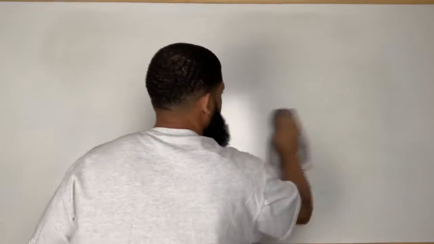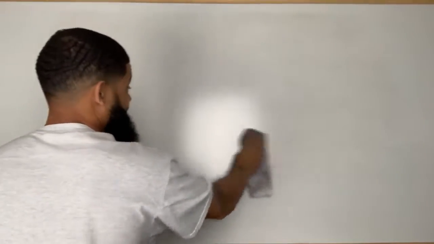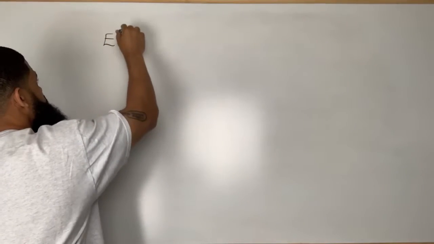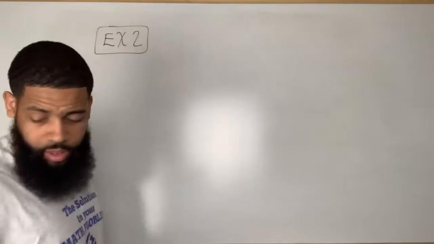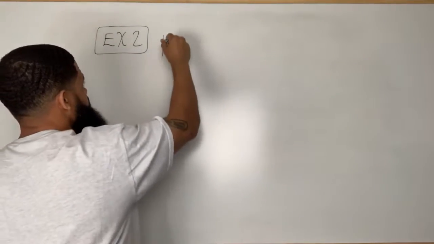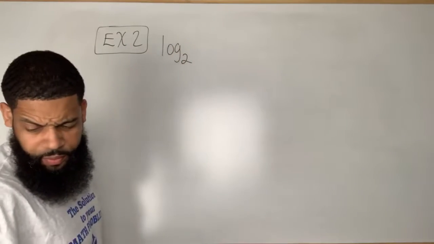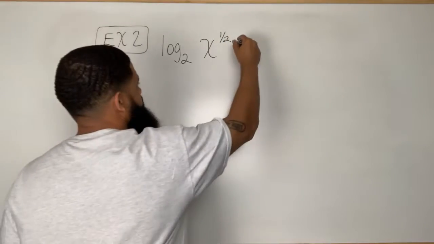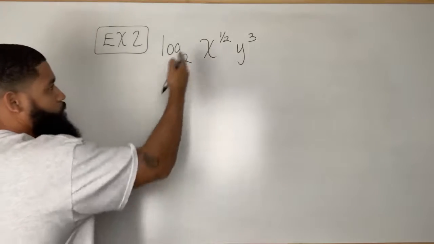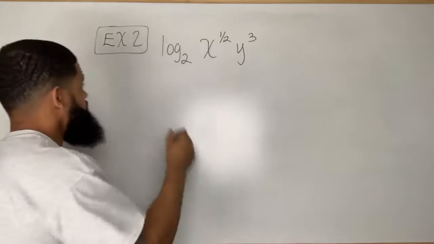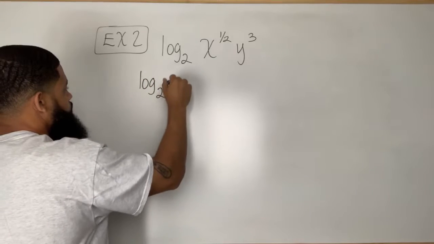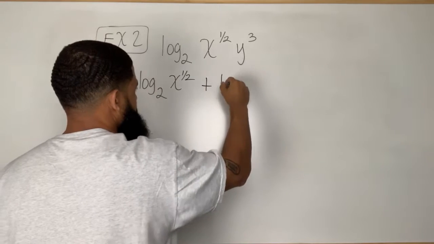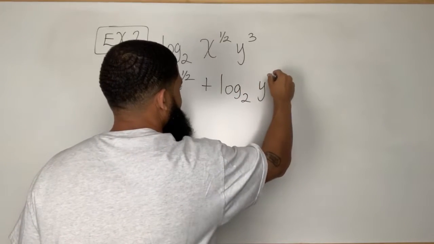All right, so let's look at another example, and these can actually get long depending on what all is in there, but as you can see, there's not any calculations to really do, so that's the cool thing about it. Let's say I have example 2 and I have the log base 2 of x to the 1/2 power y to the 3rd power. All right, so I have multiplication and then I have exponents. So let's expand that. Let's say log base 2 of x to the 1/2 plus, because of multiplication, log base 2 of y to the 3rd power.